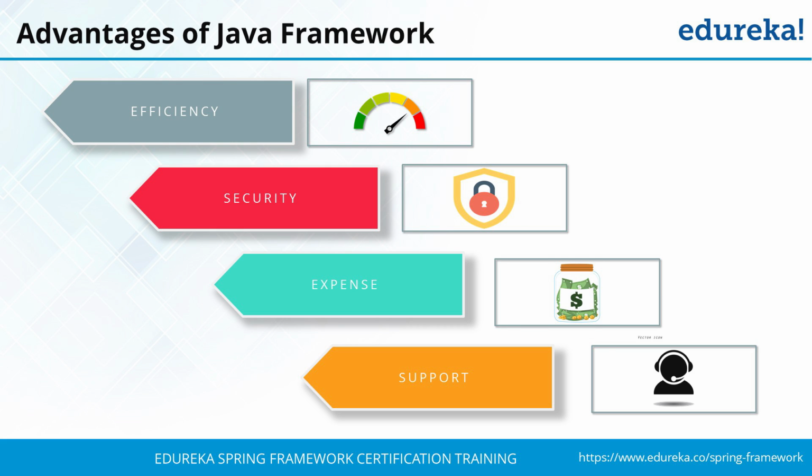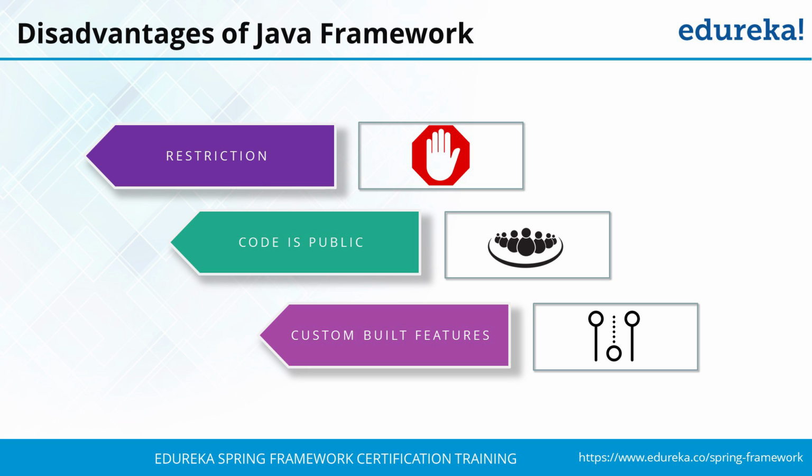There are also various disadvantages associated with Java frameworks. Number one is restriction, then the code is public, and finally custom built features. Let's understand the first point. We are restricted to use an API the way it is. You can't modify it. If you want to use an API in your own different way, you can't do that. Let's say one of the methods takes 3 inputs, and you need a method which can do the same task with only 1 input. You can't do that. That's a limitation.